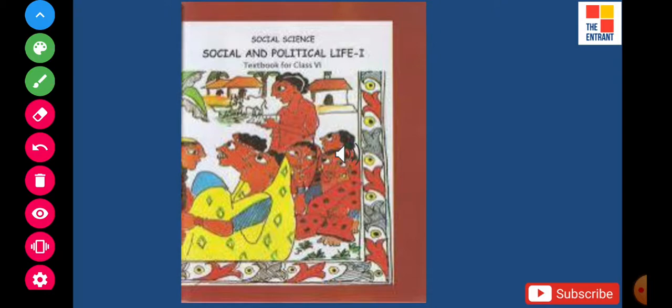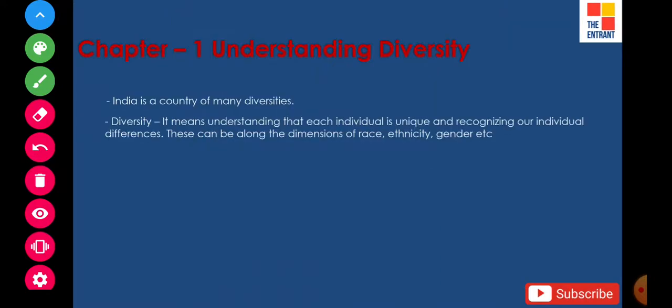We are going to start a series of videos of class 6th social science. The chapter 1 is understanding diversity. This chapter will lay the foundation to understand our country and system in a better way. As you know, India is a country of many diversities. Here is a definition of diversity for you.